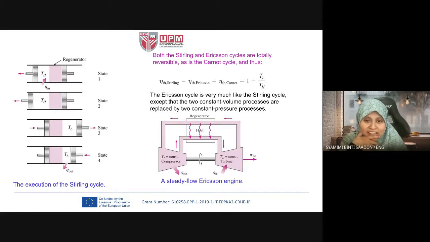And then Aerothermodynamics, the same. We can also run the Aerothermodynamics cycle externally, as long as we have the heat source, except that here it uses constant pressure. So the calculation of the thermal efficiency of Stirling, Ericsson, and Carnot are the same. It depends only on the higher temperature and the lower temperature. It acts like a Carnot cycle.